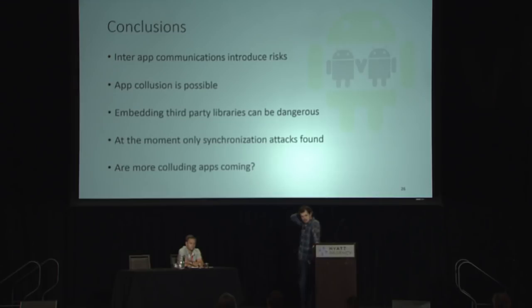As conclusions, first, different inter-app communications introduce different risks. And the problem in Android, at least right now, is that the user is not aware of how apps are communicating and how apps are exchanging data. He's aware of the permissions that every one of the apps has, but he's not aware of how these apps communicate and share information.